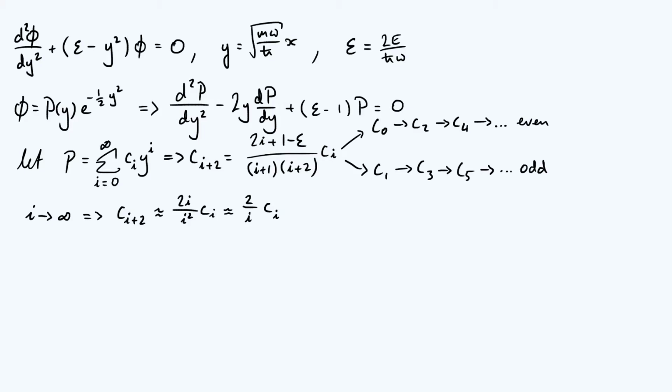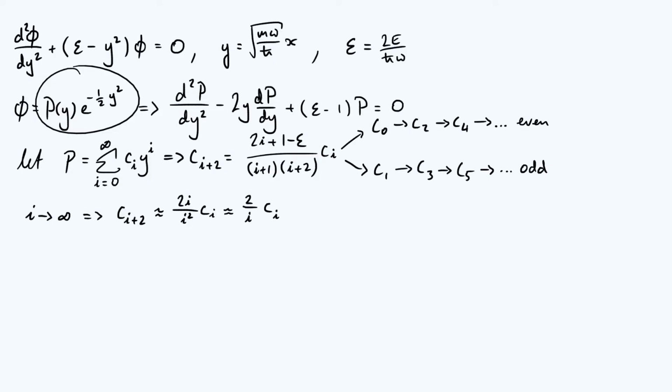So this tells us how the coefficients of our series solution, the different powers of y, behave for the largest powers of y. But remember, our full wave function was not just that polynomial, but it was p of y times e to the minus a half y squared. So we should also really investigate how that exponential term is decaying.